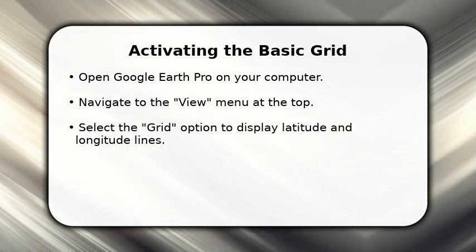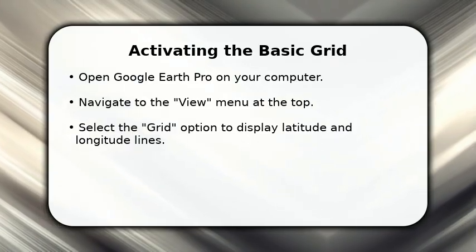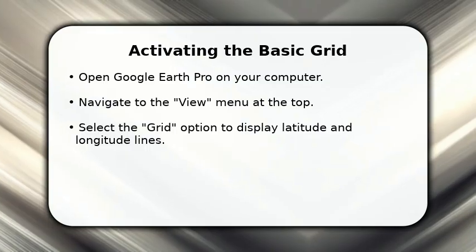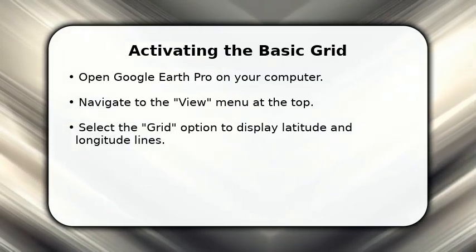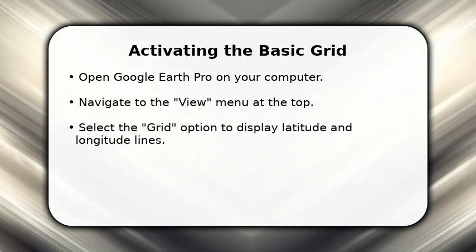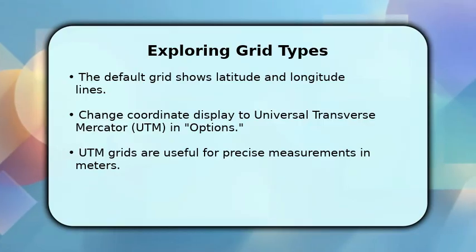This action will immediately display a network of latitude and longitude lines across your globe, providing a fundamental coordinate system for general orientation and location finding. This is the quickest way to get started. The default grid shows lines of latitude and longitude, which are excellent for general navigation and understanding global positions.